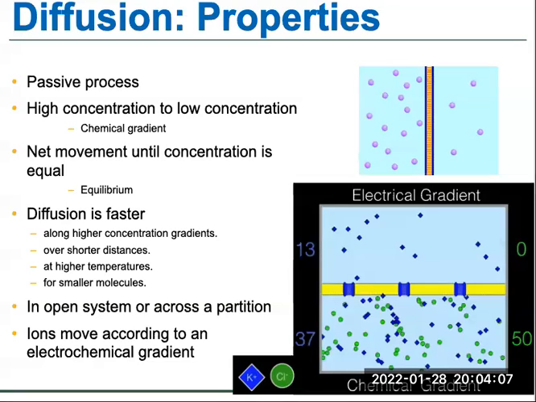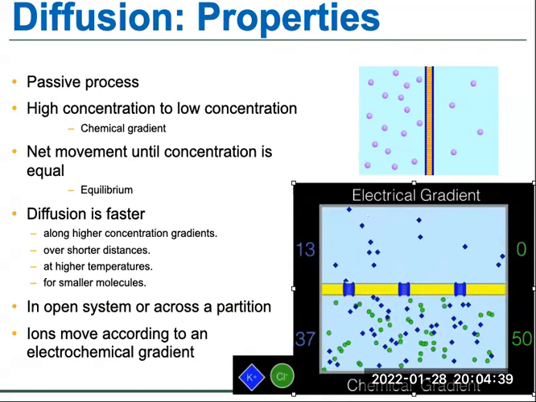And diffusion can occur either within an open system, or it can also happen across a partition, such as across the cell membrane. And when we talk about the diffusion of ions, we also have to account for the distribution of electrical charge. This is a concept we'll discuss in more depth in a later part of the lecture. So I want you to take a moment to watch this animation here.